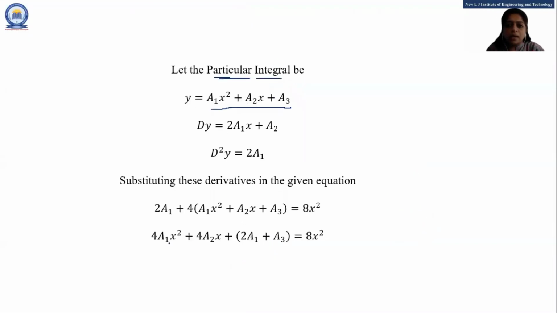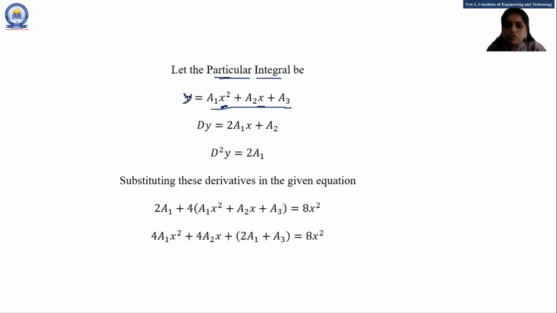So in the family of 8x square, there are 3 terms. So for the particular integral, a1 x square, a2 x and a3 into 1. So a3. Got it? This is our assumed particular integral. I put it as y.